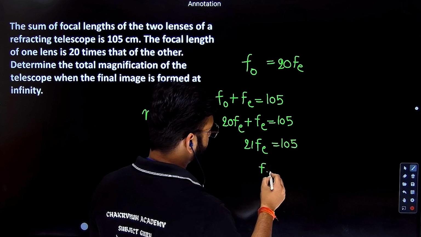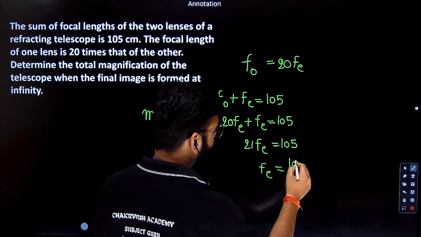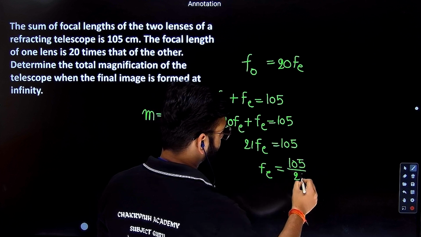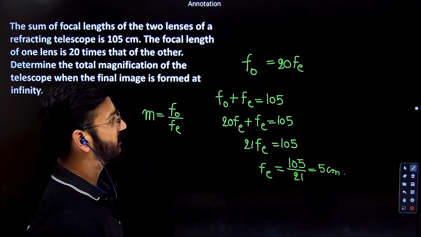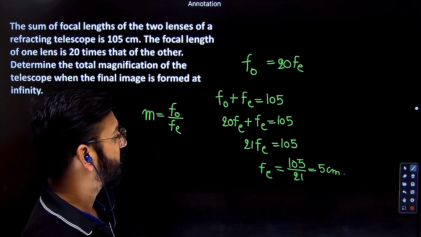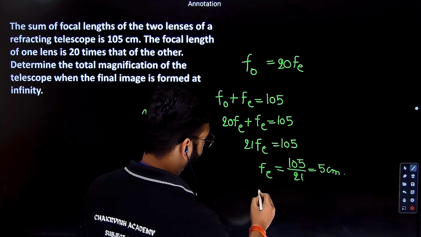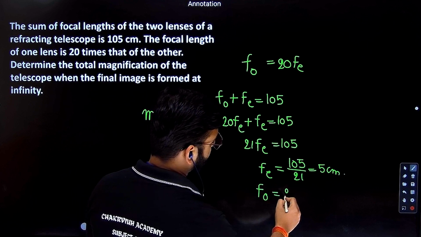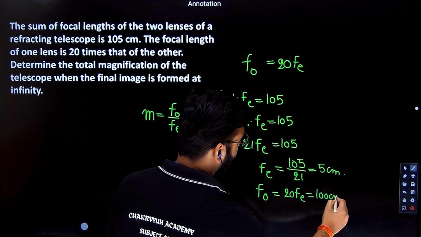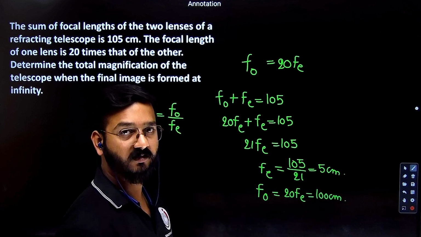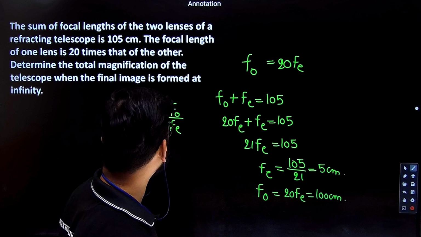So what is the focal length of the eyepiece? 105 by 21, which is 5 centimeter, right? Which is 5 centimeter. So from this logic, what will be the focal length of the objective? 20 times Fe. So 20 into 5, 100 centimeter. Correct? Any problem? Let's substitute here.